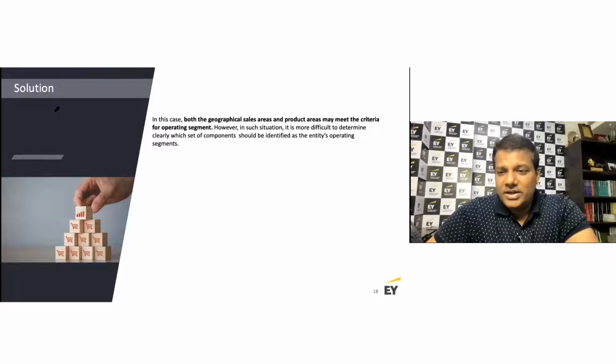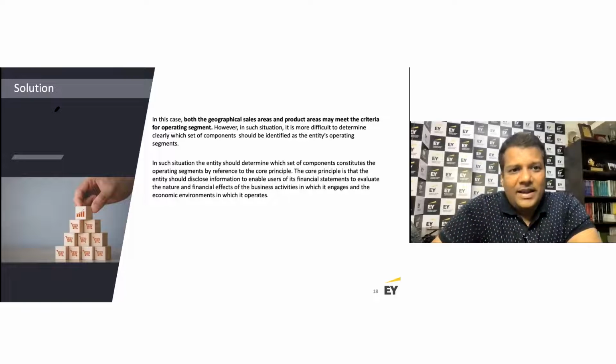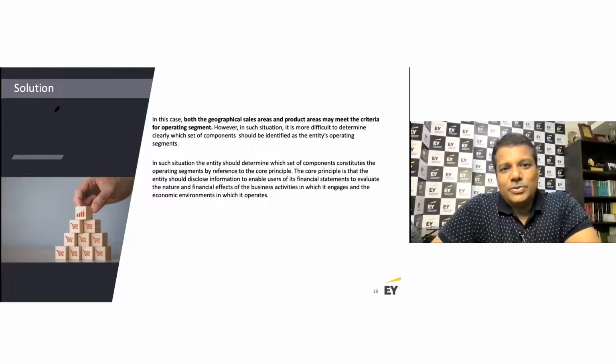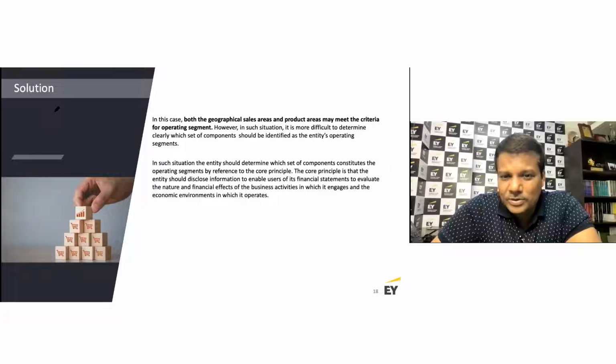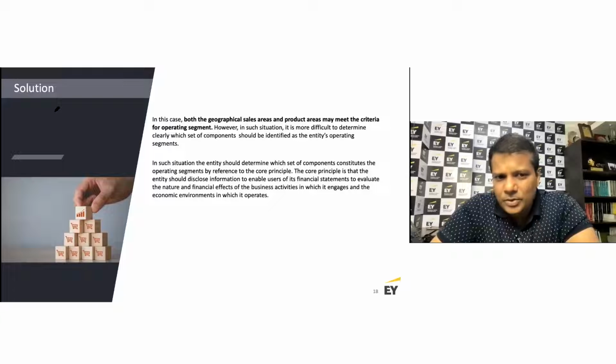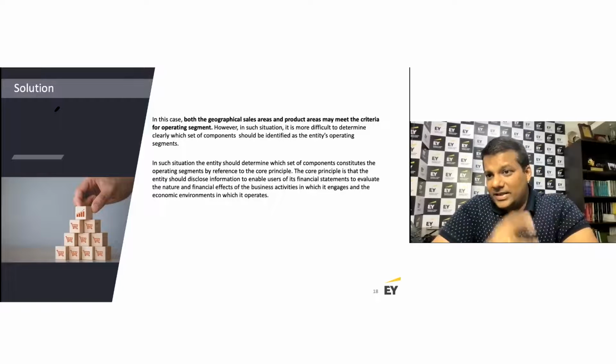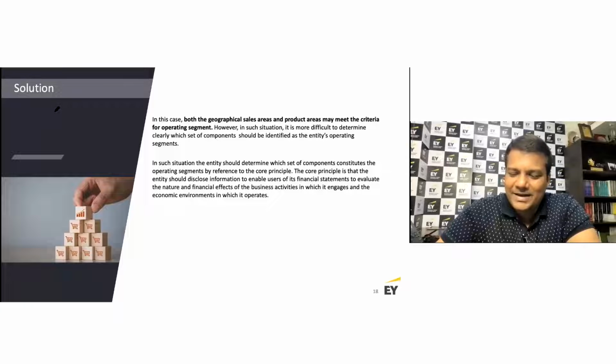However, in such a situation, it is more difficult to determine clearly which set of components should be identified as the entity's operating segments. In such a situation, the entity should determine which set of components constitutes the operating segment by reference to its core principle. The core principle is that the entity should disclose information to enable users of its financial statements to evaluate the nature and financial effect of the business activities in which it engages and the economic environment. So that's the objective. Remember the objective of the standard, right?